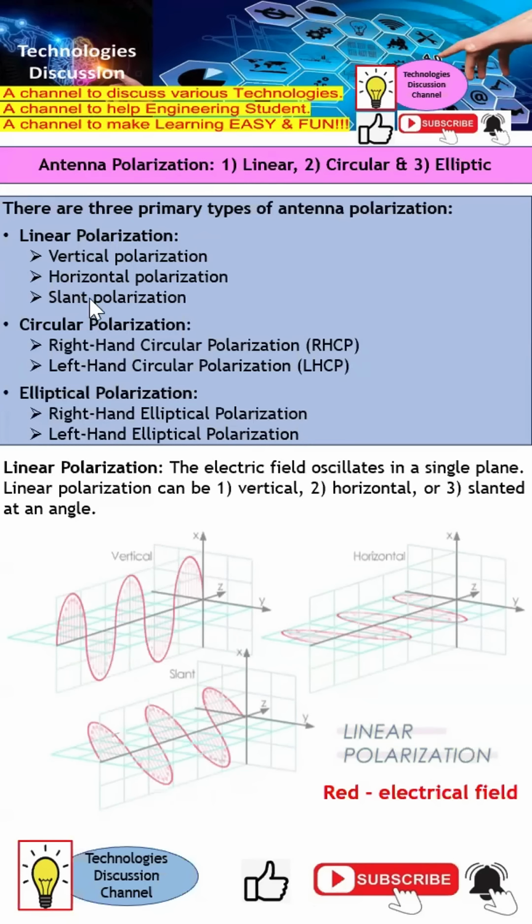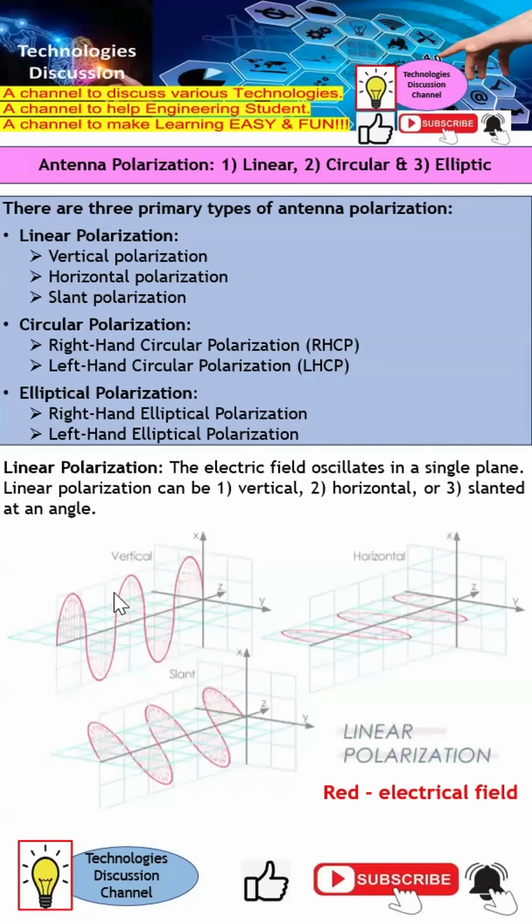Circular is actually quite similar to elliptical polarization. They have both right-hand and left-hand polarization. Again, we are going to take a closer look later on. Let's focus on linear polarization. How can we identify whether it is vertical or horizontal polarization?